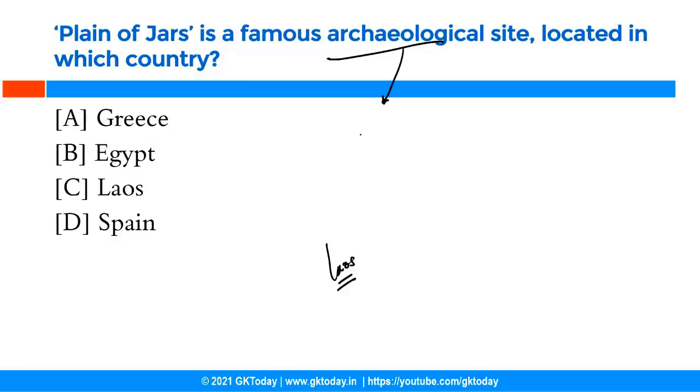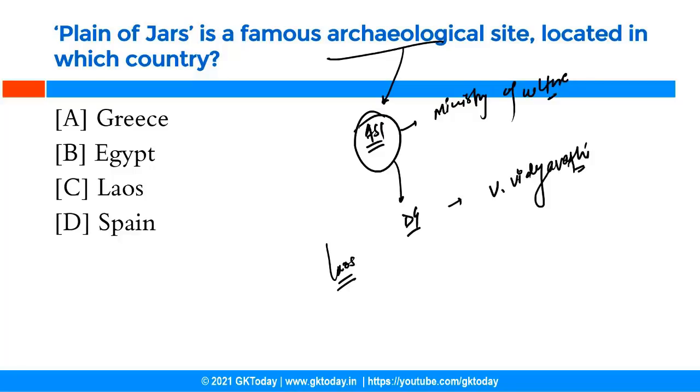Now in the context of archaeology, we have ASI, that is Archaeological Survey of India, and it is an organization under Ministry of Culture. Presently, DG of ASI is V. Vidyavati, and ASI was founded in 1861.